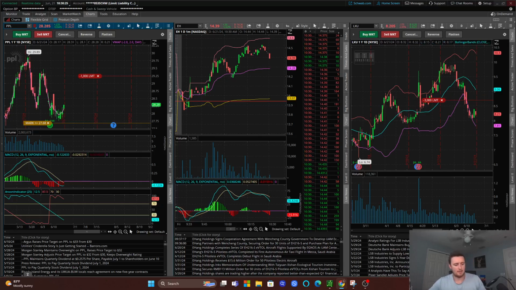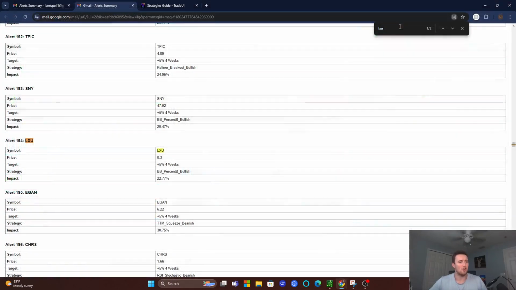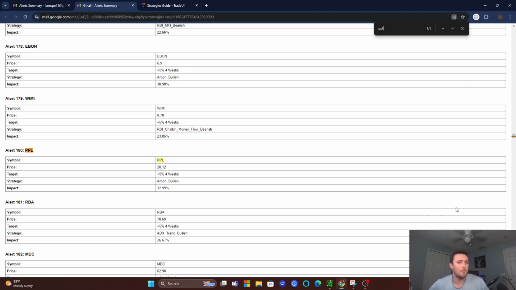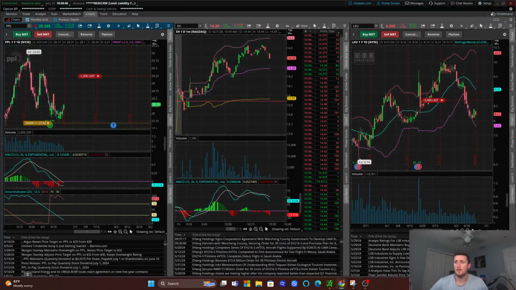So another one that you actually already see on my chart, but I'll go back and show you here, is PPL. So PPL, we can see that we had an Aroon bullish trigger with a 32% sensitivity or impact score, meaning that out of all the indicators out there, Aroon bullish is the highest impact on ticker PPL. And if I go back to my chart, we see we have PPL pulled up right here. I have the Aroon indicator pulled up here.